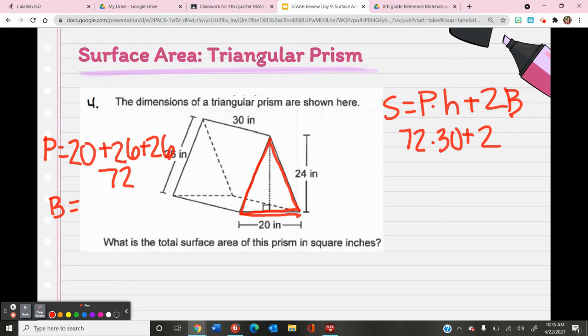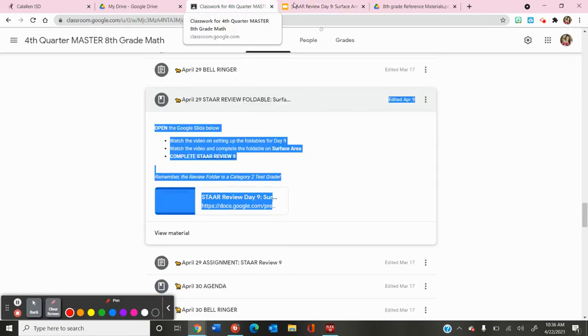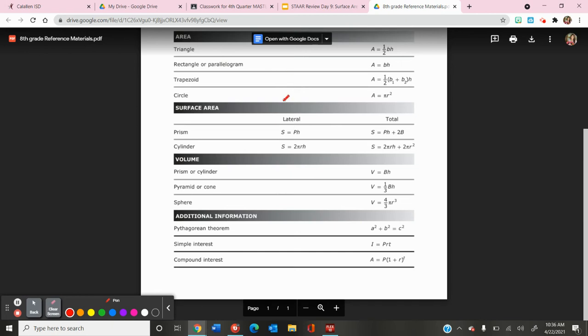Now here, again, our base is a triangle, so I need to go to my formula chart to find the area of a triangle. And here we see that it is A equals 1/2 BH.